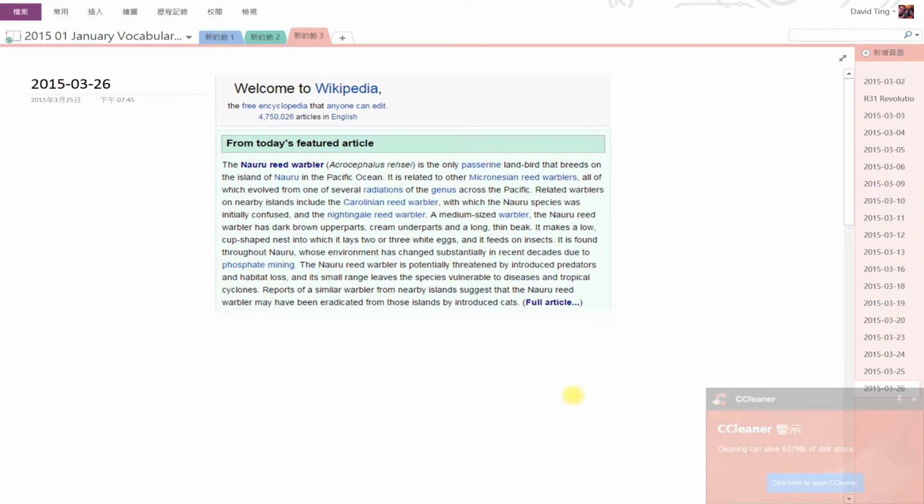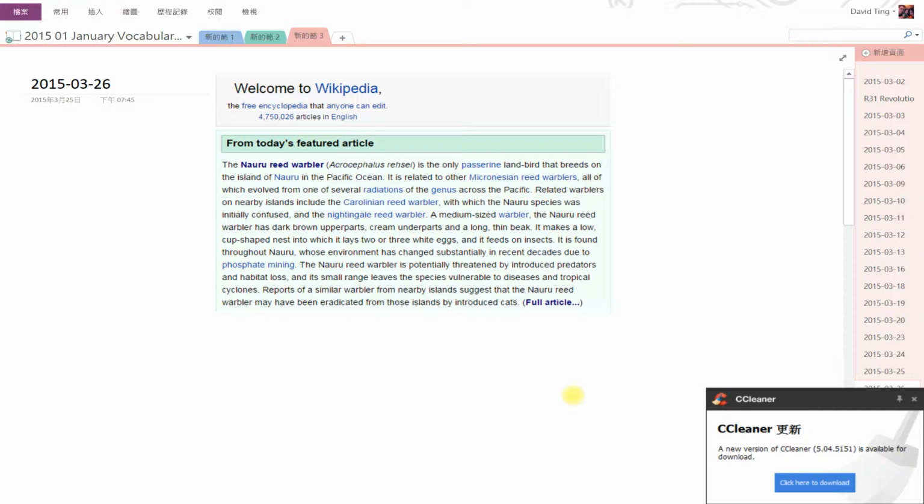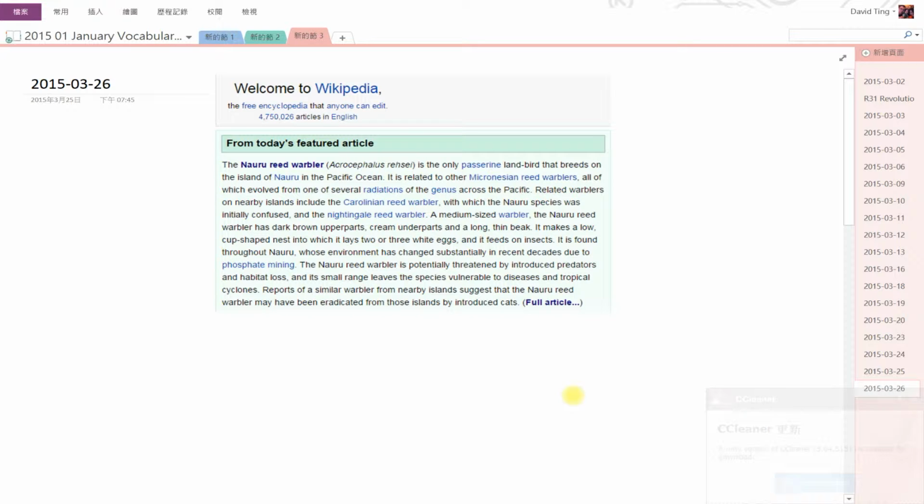Second word of the day, warbler. Warbler. If you can spell those two words, please do so. Otherwise, I will repeat one more time.